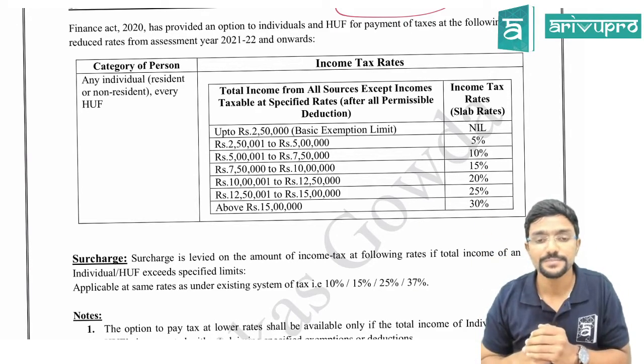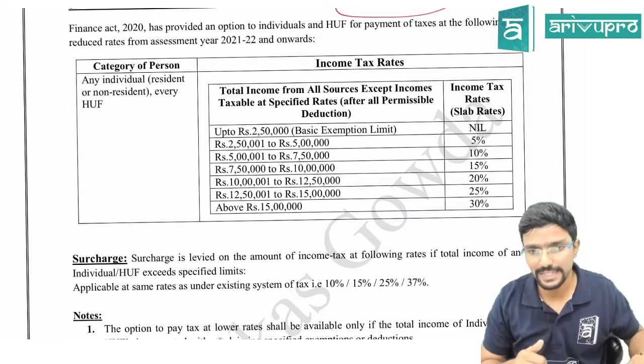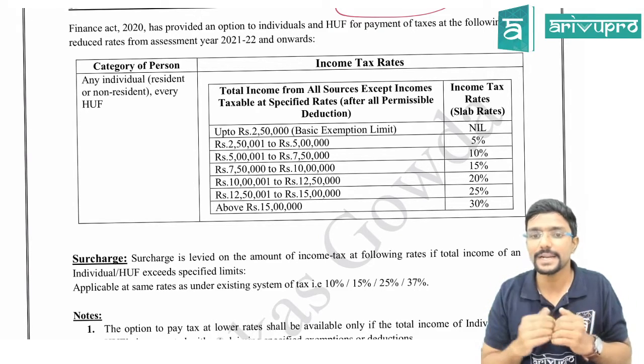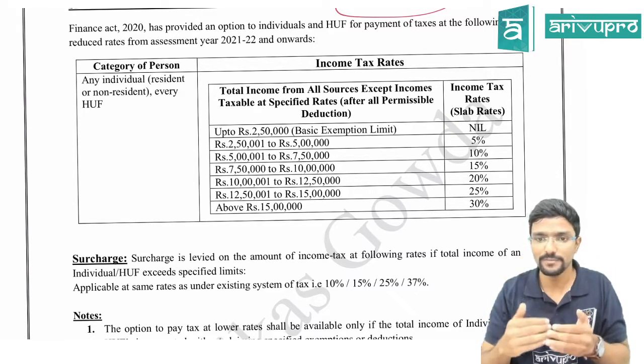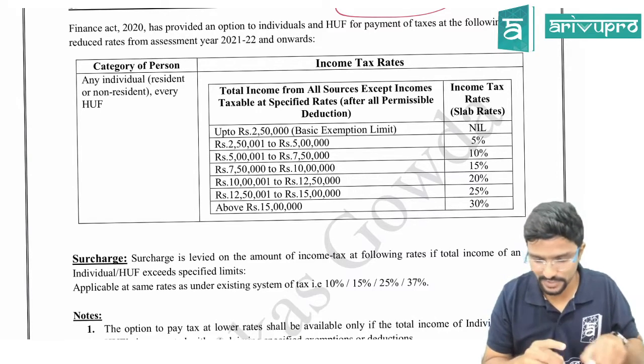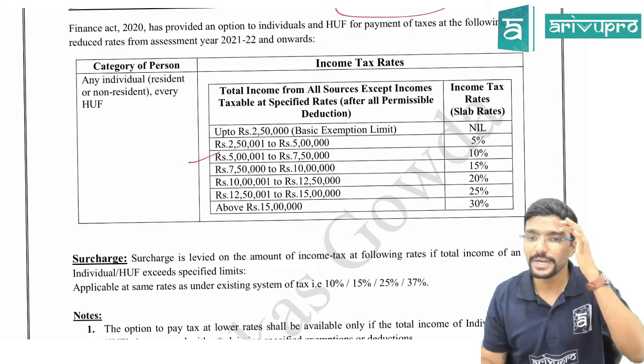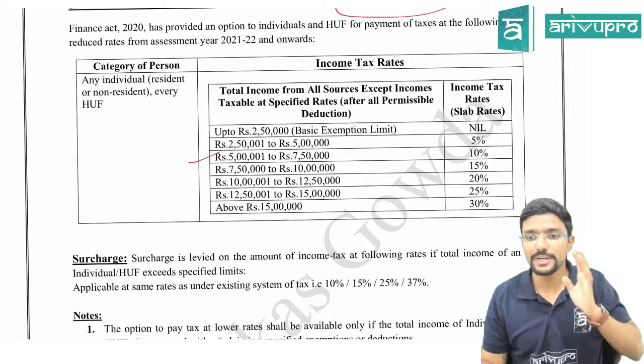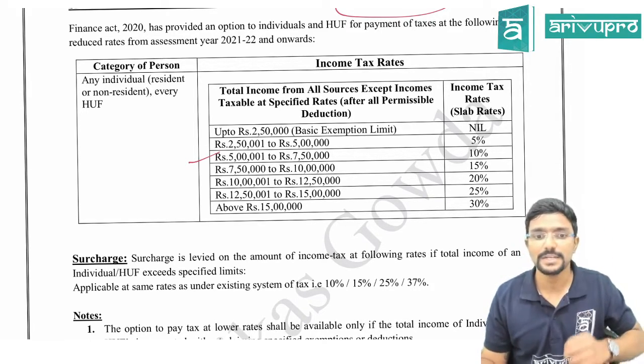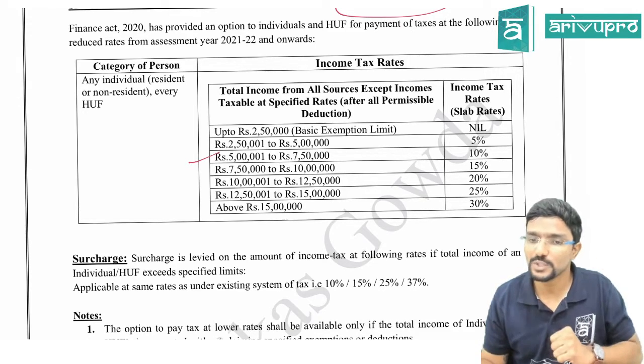Up to 2,50,000, it is nil. From 2,50,000 to 5 lakh, it is 5%. Same as my old scheme. From here, the new scheme enters the picture. So 5 lakh to 7 lakh 50 thousand, 10%. From 7 lakh 50 thousand to 10 lakh, it is 15%. Then from 10 lakh to 12 lakh 50 thousand, it is 20%.